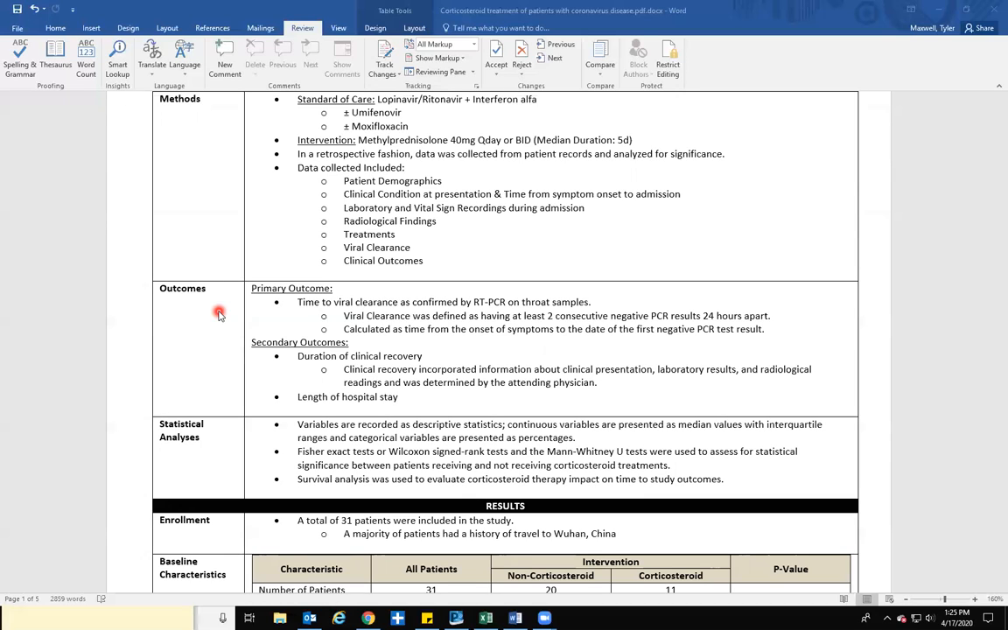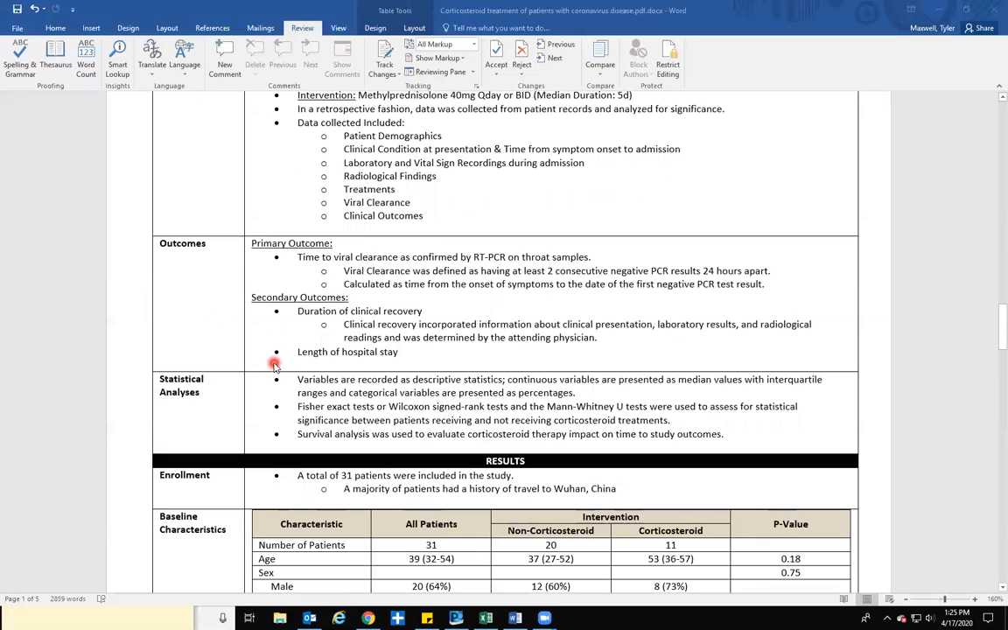Secondary outcomes included the duration of clinical recovery. Again, the clinical outcome or clinical recovery was not super well defined, and it was somewhat subjective in this study. It was really defined as, or determined just by the attending physician. They didn't have any definitions to clearly define that. They just left it up to the physician what that meant. And then another secondary outcome was the length of hospital stay.